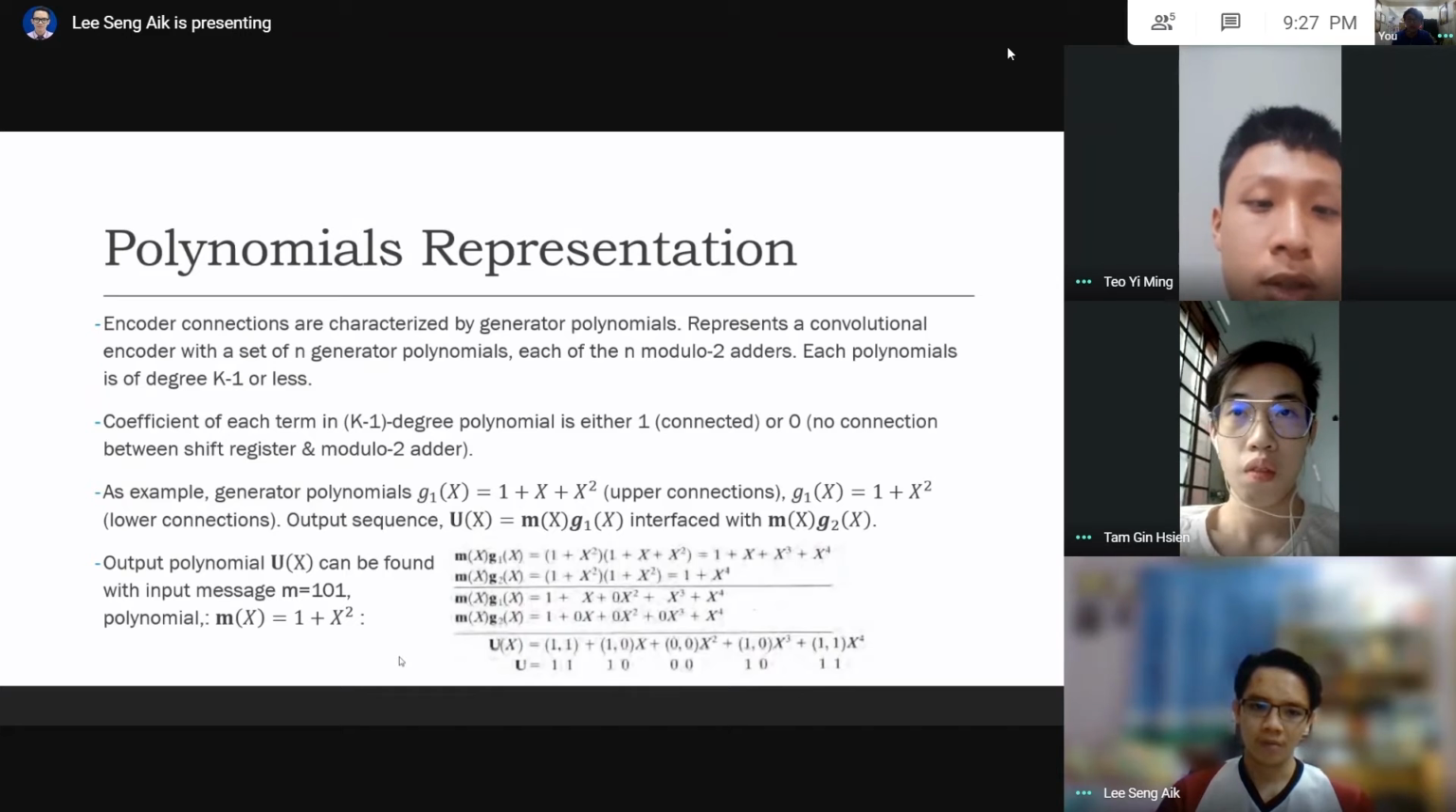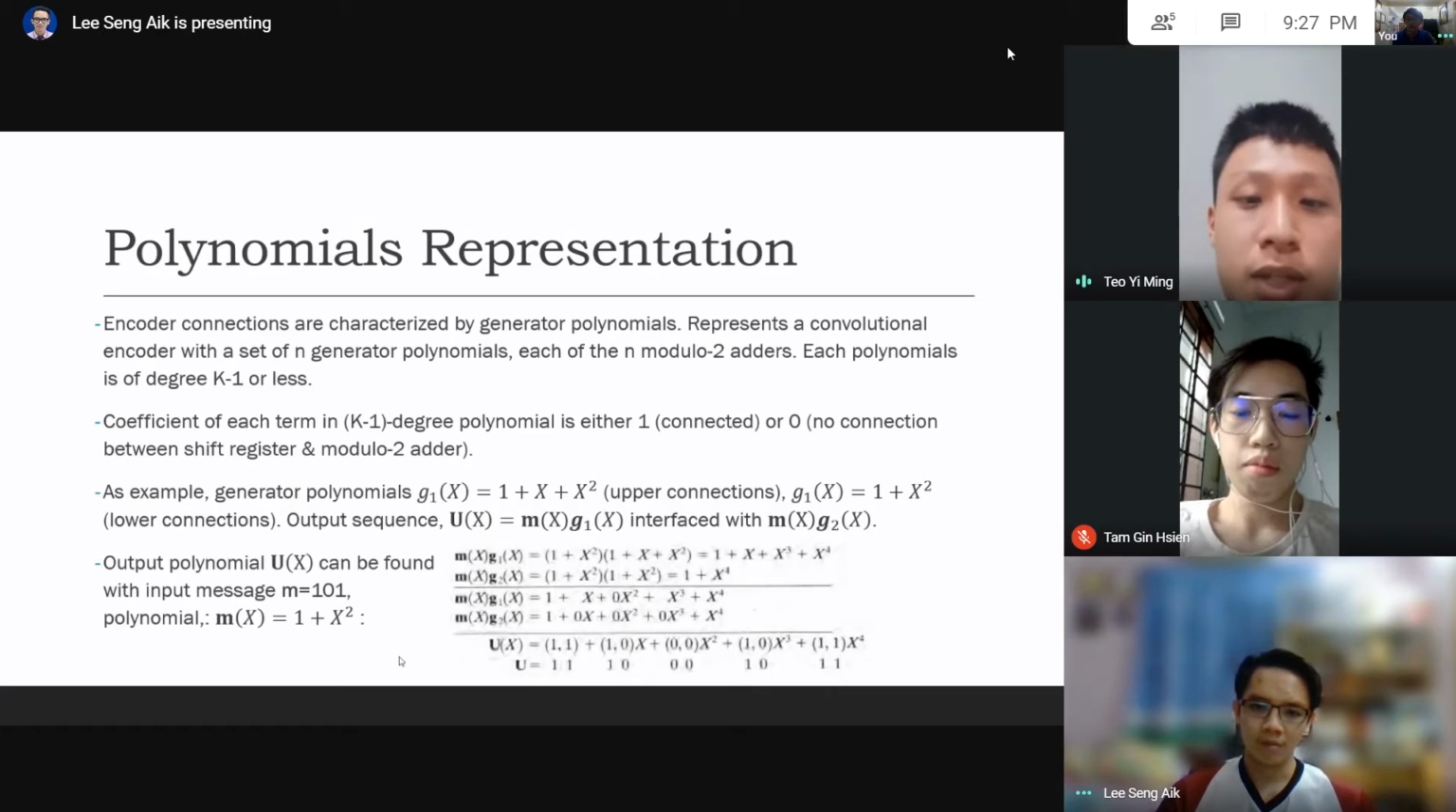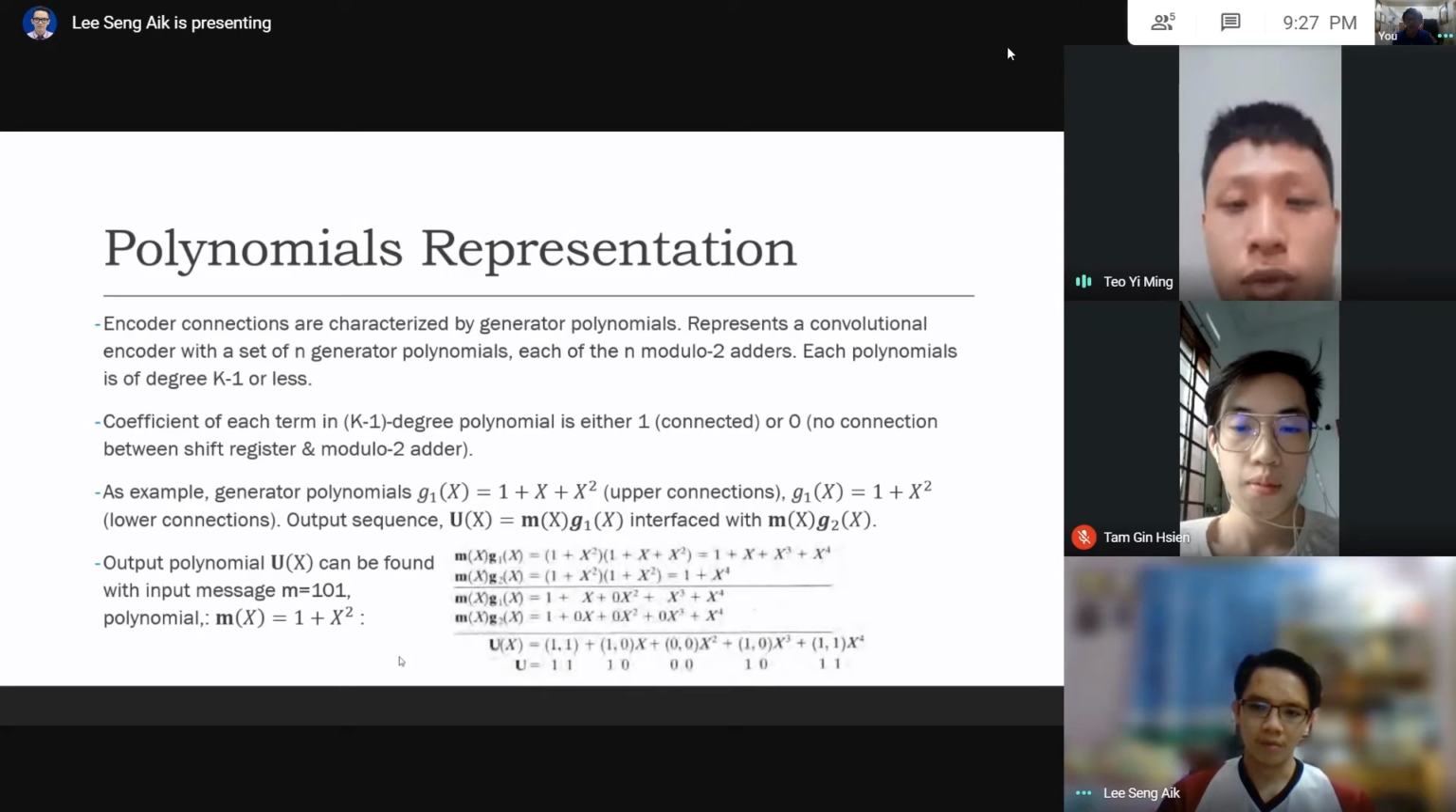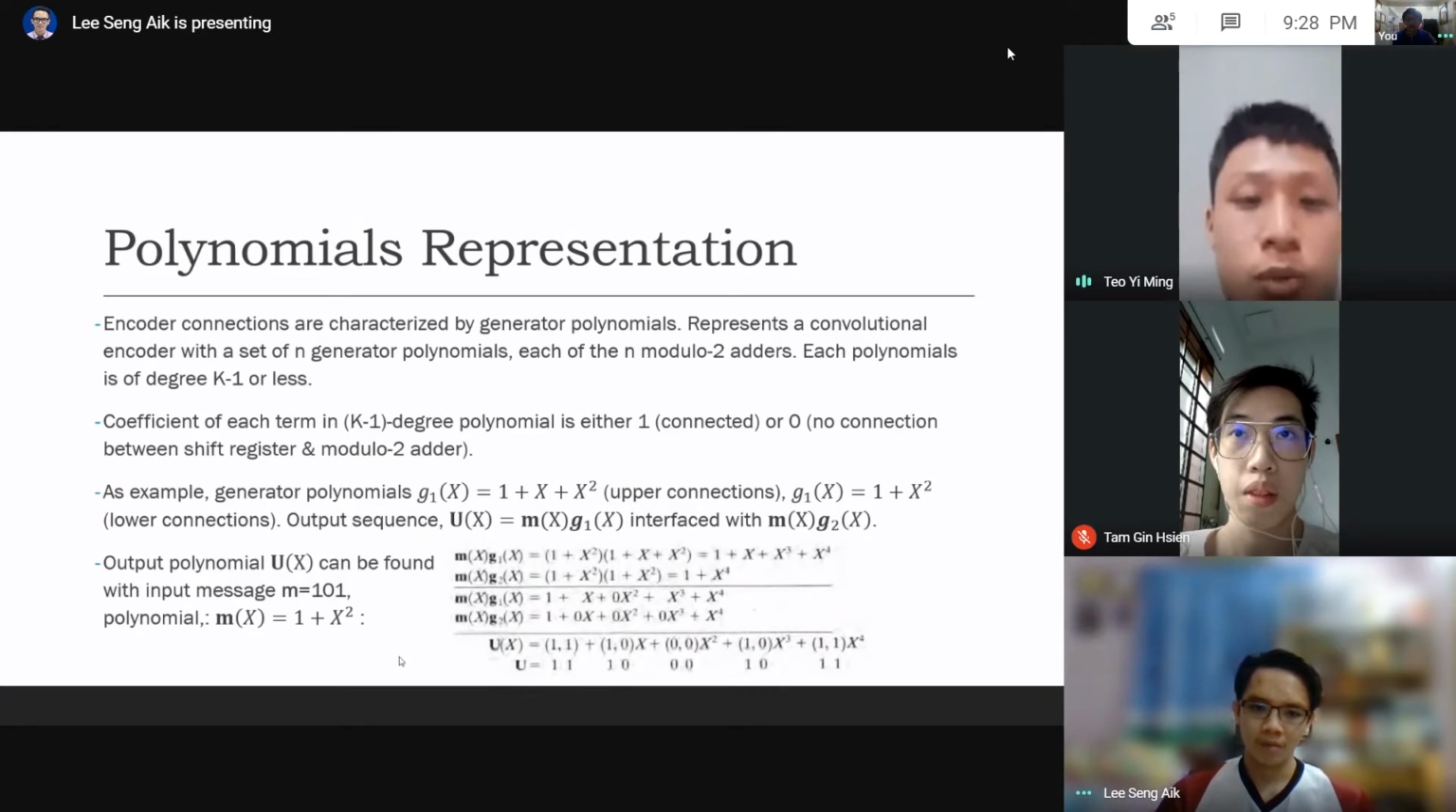As an example, the generator polynomial g1(x) is equal to 1 plus x squared in the output connection. g1(x) is equal to 1 plus x squared. This means it's the lower connection. The output sequence U(x) is equal to m(x) g1(x) interlaced with m(x) g2(x). The output polynomial U(x) can be found with input message m equal to 101, so the polynomial m(x) is equal to 1 plus x squared. Beside is the equation.